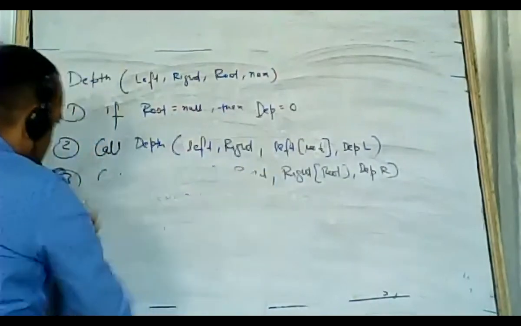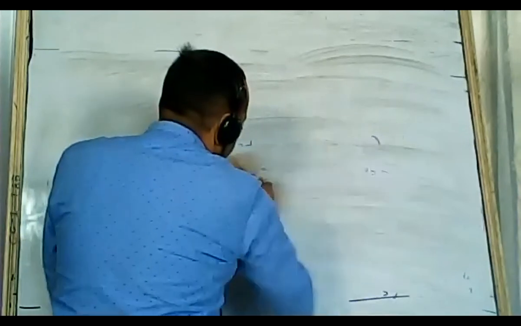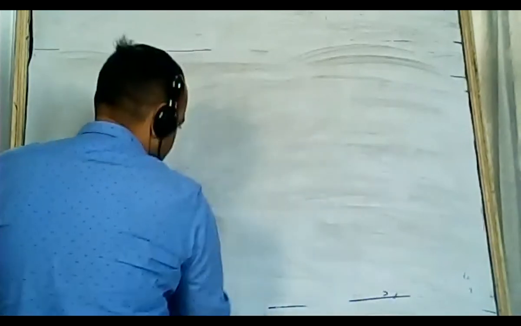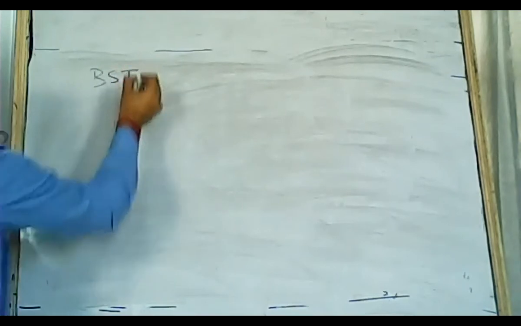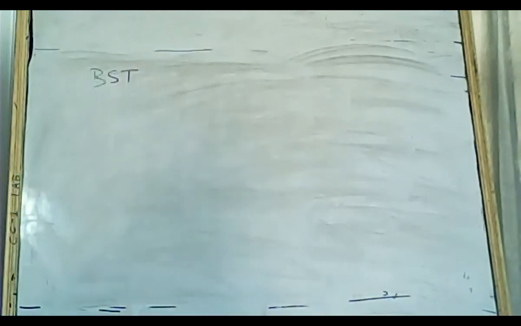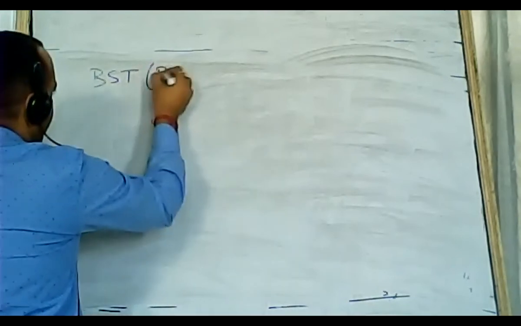Now we are going to start a very tricky topic again. The last important topic, last but not the least. After this, we will have a few more trees left. The tree is called BST. Binary search tree is the full name. Yes, binary search tree.